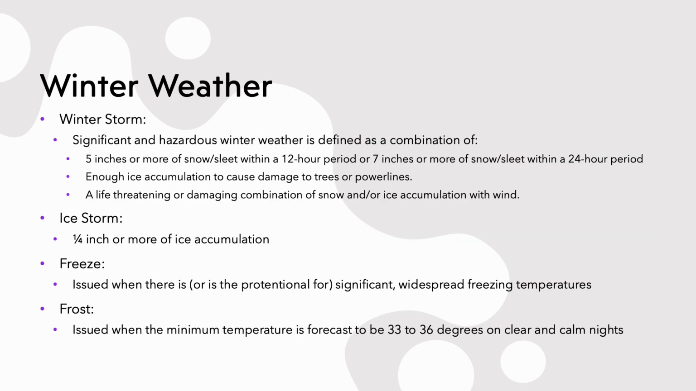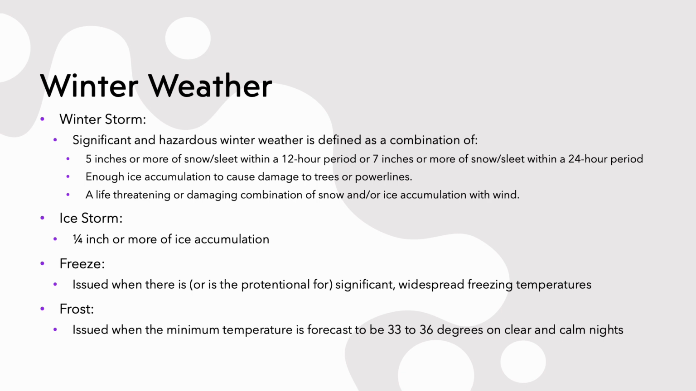Diving into winter weather, the first thing we're going to talk about is a winter storm. A winter storm is winter weather that is a combination of these things. It could be one of them, it could be two of them, and it could be all three. Any of these would qualify as a winter storm: 5 inches or more of snow or sleet within a 12-hour period, or 7 inches or more of snow or sleet in a 24-hour period. It also could be ice accumulation that causes damage to trees or power lines, or a life-threatening or damaging combination of snow and or ice accumulation with wind.